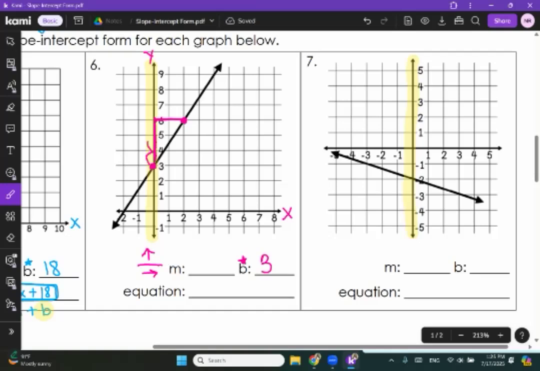All right. So 1, 2, 3. We rose by 3. And we're running 1, 2 to the right. So that's a positive 2. 3 halves does not simplify. So when we substitute, the slope is the coefficient of x. b goes behind.